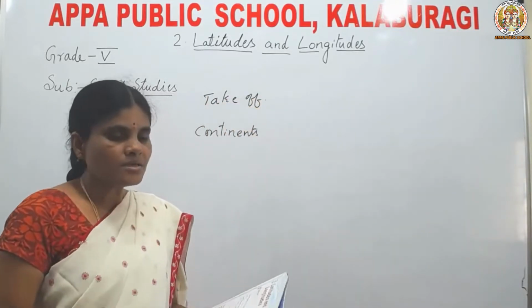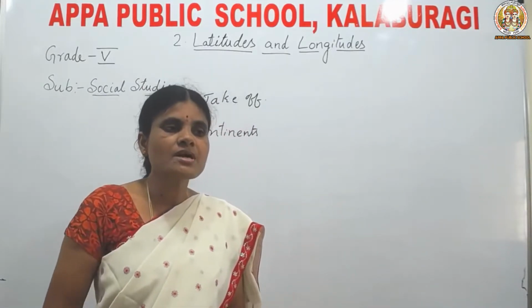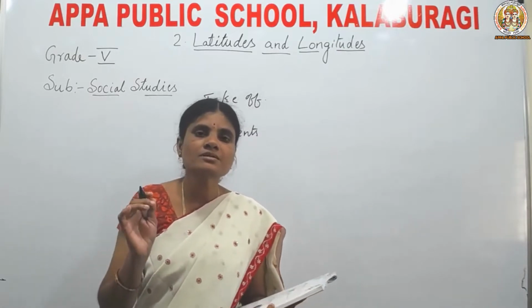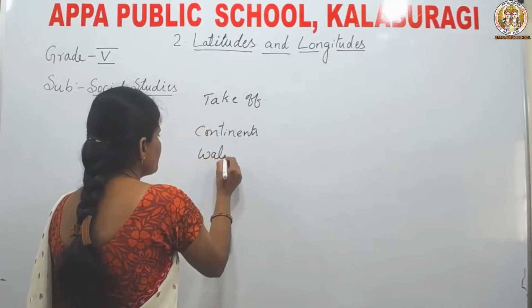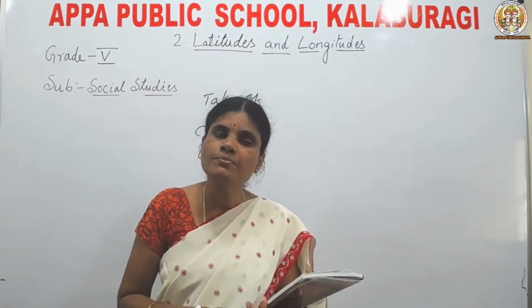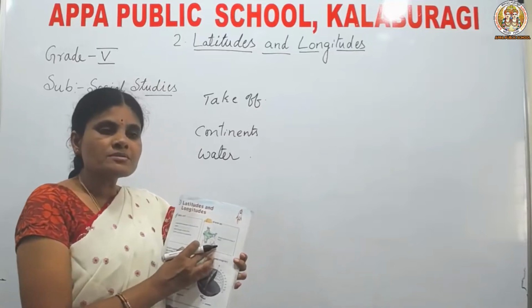Okay, here, second question. About 70% of the earth's surface is covered with water. Understood, children? Already I told you these points while explaining globes and maps. That is the first lesson.